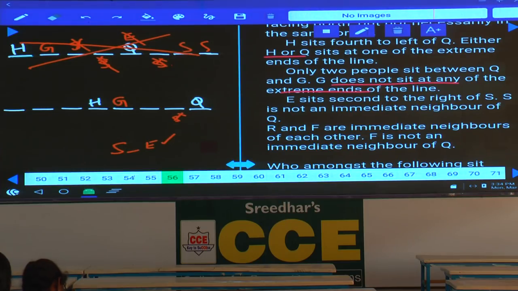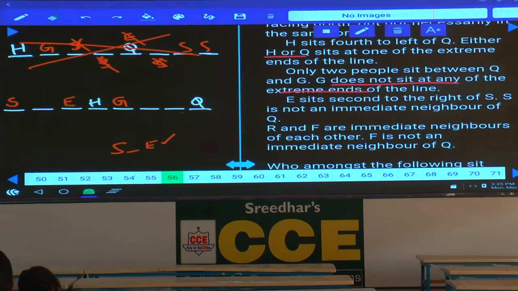Then coming to the second one. S cannot be at this place because if S is here, Q and E must be in the same place. And S cannot be here because if S is here, then G and E must be in the same place, not possible. And if S is here, then E and H must be in the same place, which is also not possible. Hence, S cannot be any one of these places. The only place left for this S is here. If S is here, E must be here. Do you know? E sits second to the right of S.